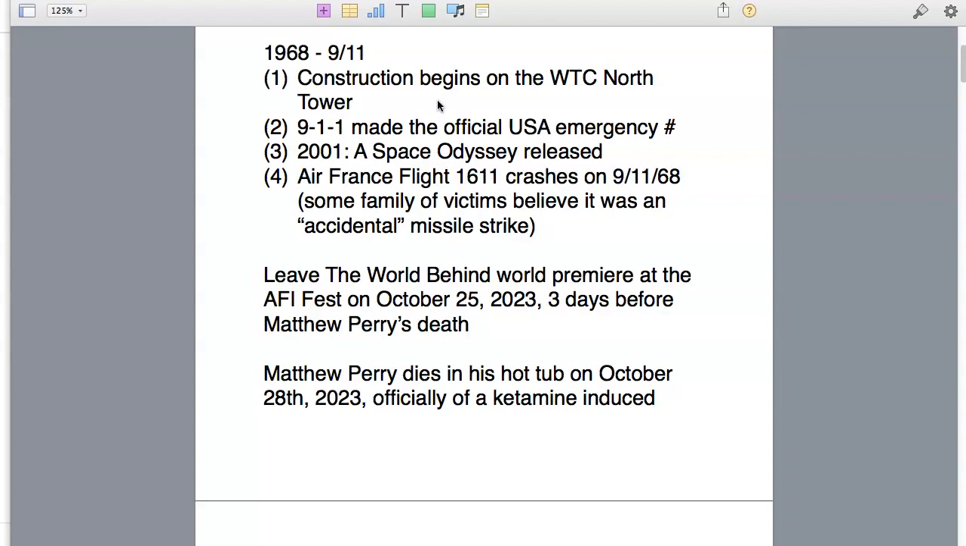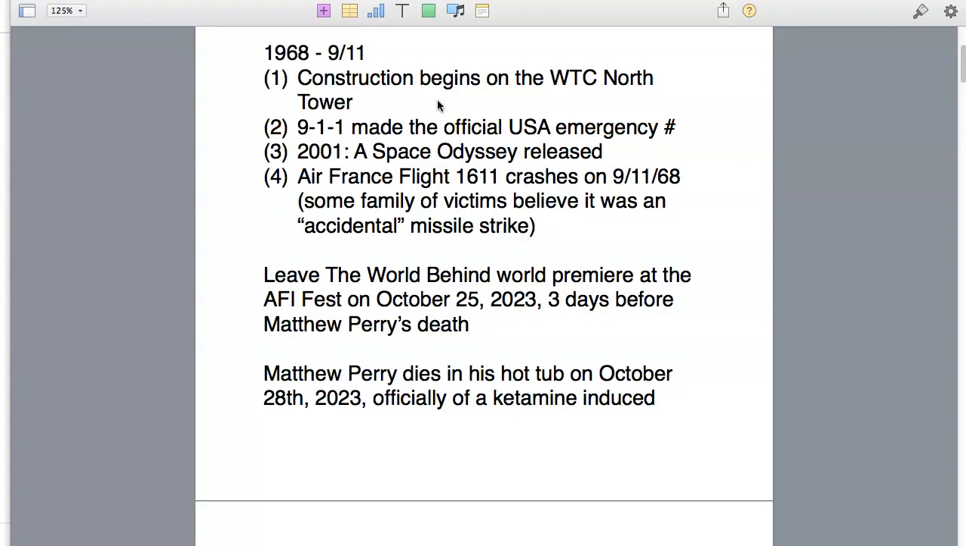Number one, construction begins on the World Trade Center itself and the North Tower. 911 is made the official USA emergency number. 2001: A Space Odyssey is released. And here, something that a commenter on my videos made me aware of, I had no idea this was a thing, which is pretty crazy.